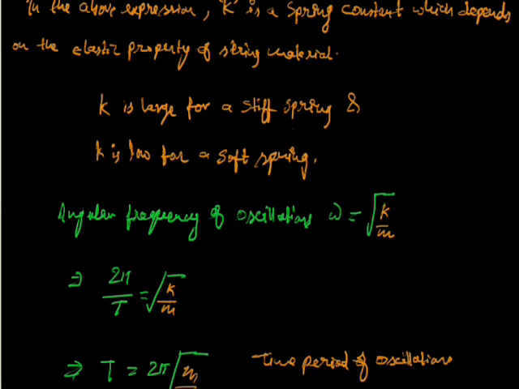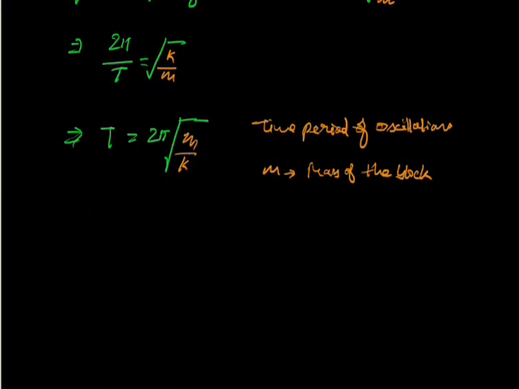So it is clear that a mass block system attached to a spring executes a simple harmonic motion when an external force is provided to it. That's all for that.